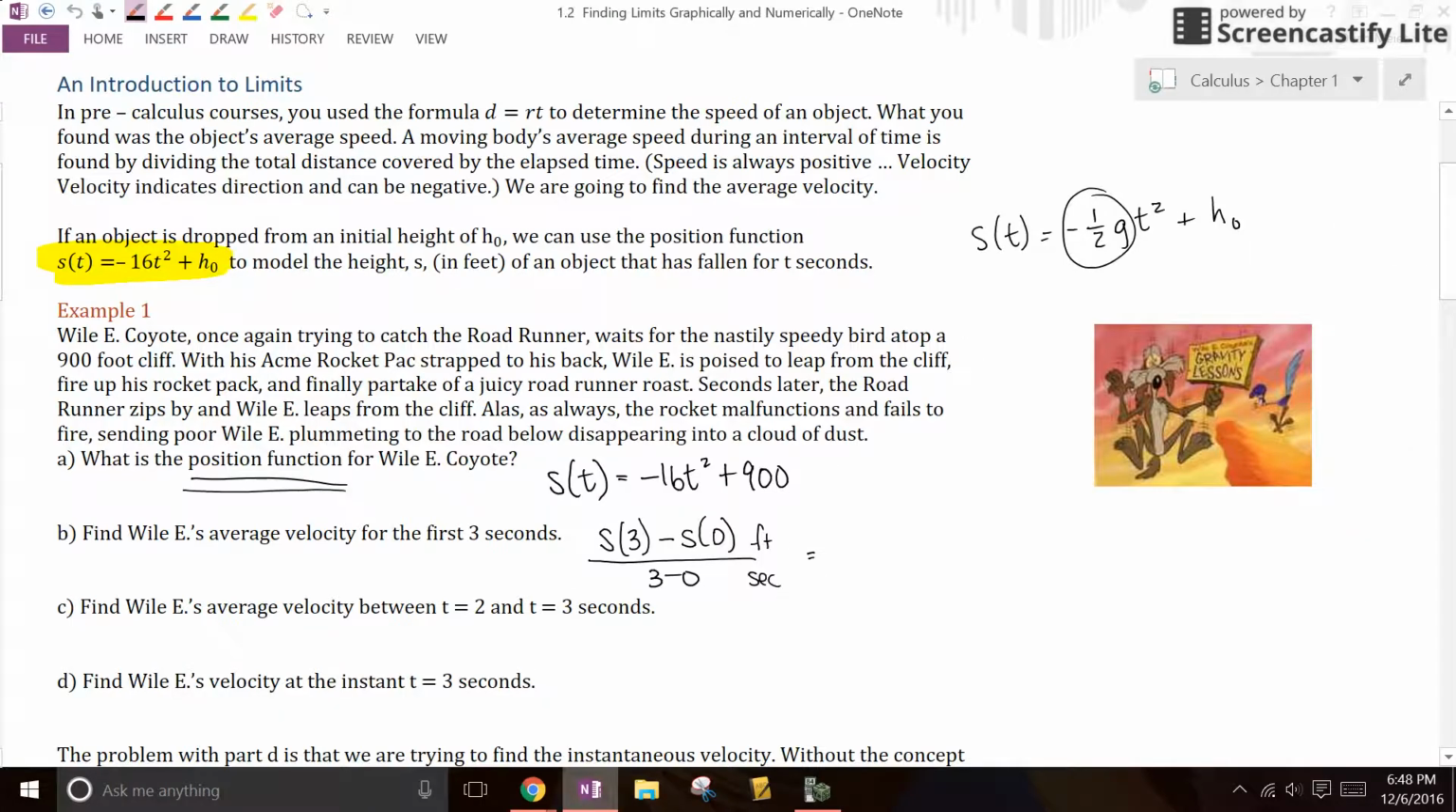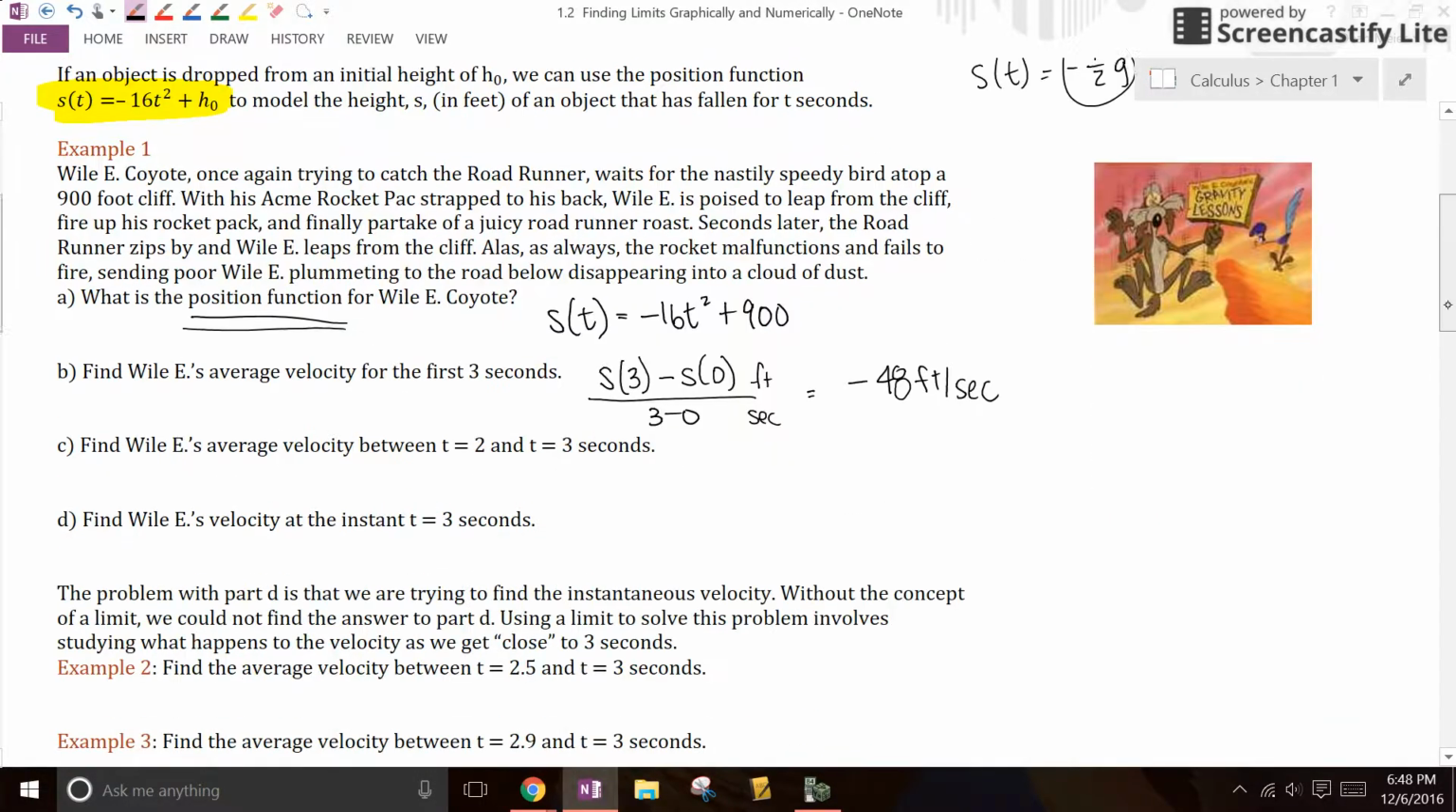So Wile E. Coyote is dropping at an average velocity of -48 feet per second, right? Now it makes sense. When he first falls, he doesn't right away start falling 48 feet per second. He kind of starts off really slow, and then gravity starts picking up speed. So he's getting faster and faster as he's falling down these 900 feet down the mountain or cliff or whatever.